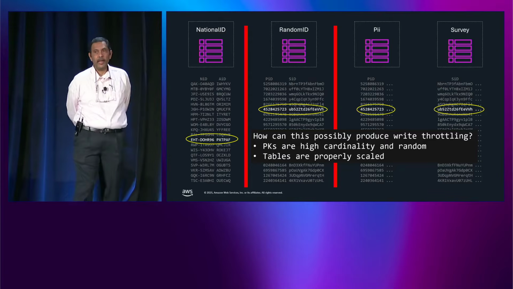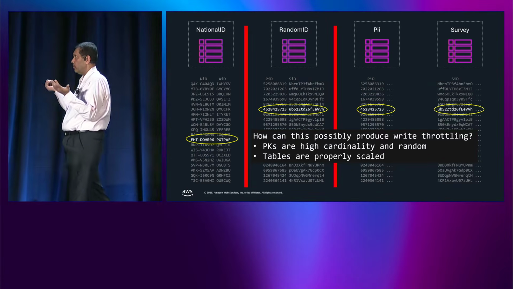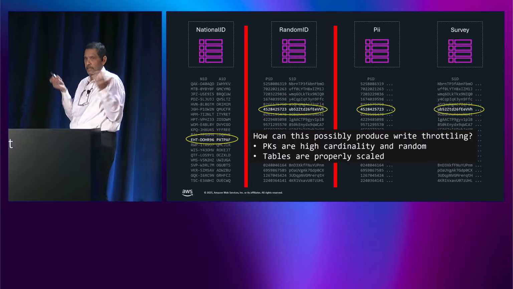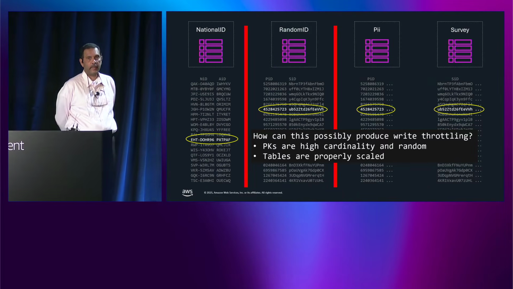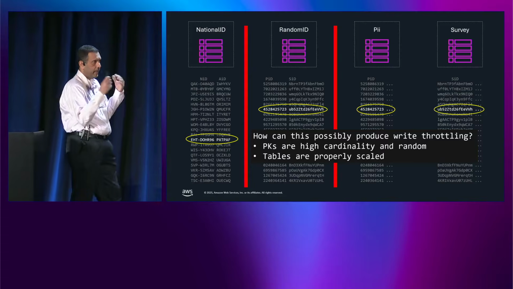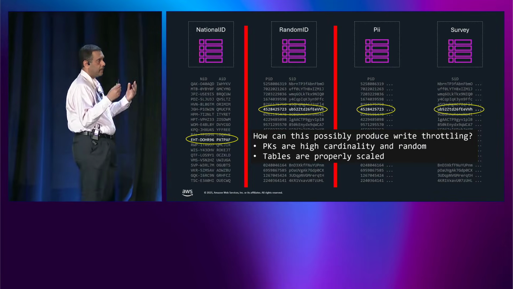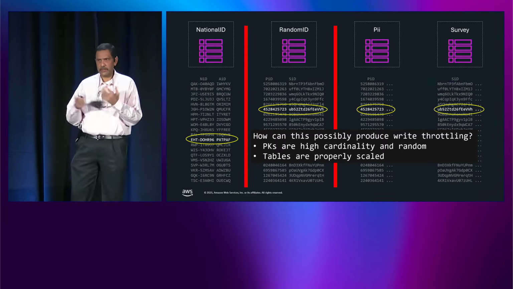Very straightforward. How can this application, so simple, possibly have write throttling? We were not able to see any way this could happen. So this is a sophisticated customer. They did all the right things. They've scaled their tables, high cardinality keys, and all of that good stuff.